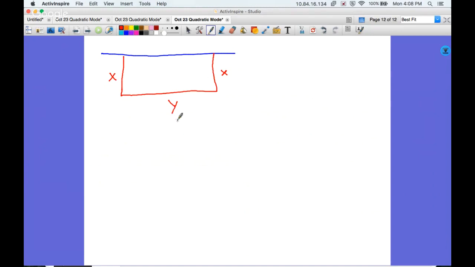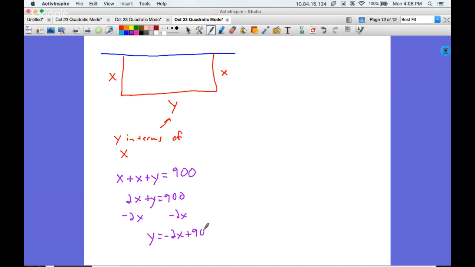The first thing I'm going to do is express y in terms of x. I know that x plus x plus y needs to be equal to 900, because that is the total length of our fence. So there's an x here, an x here, and a y, and together they need to be equal to 900. Combine my like terms, this becomes 2x plus y equals 900. Subtract 2x from both sides, and I get that y equals negative 2x plus 900. So there, I've expressed y in terms of x.